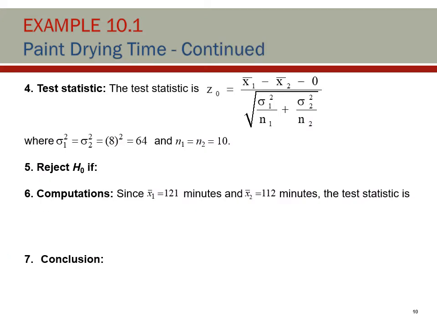Now, I think we've got everything on this page that we need. We see that our variances, sigma 1 squared and sigma 2 squared, are both 8 squared, or 64, and we see n1, n2 are both equal 10. We have x bar 1 equal 121, x bar 2 equal 112, and for our reject region, we know that alpha is going to be 0.05. So I think that's all the data we need to work through this.